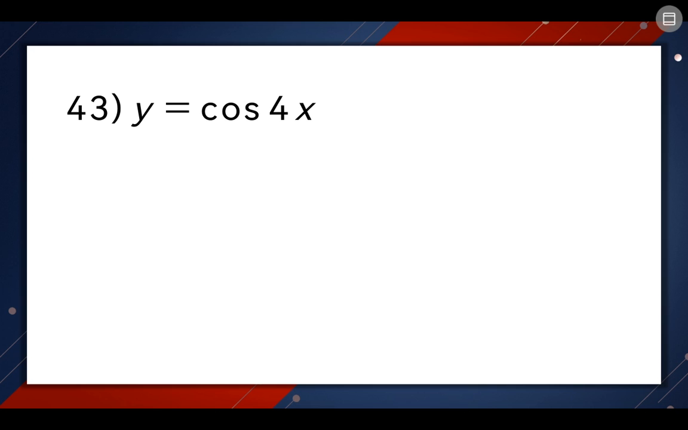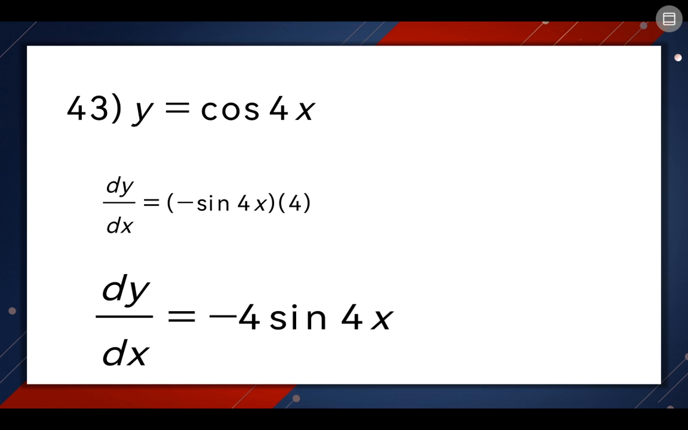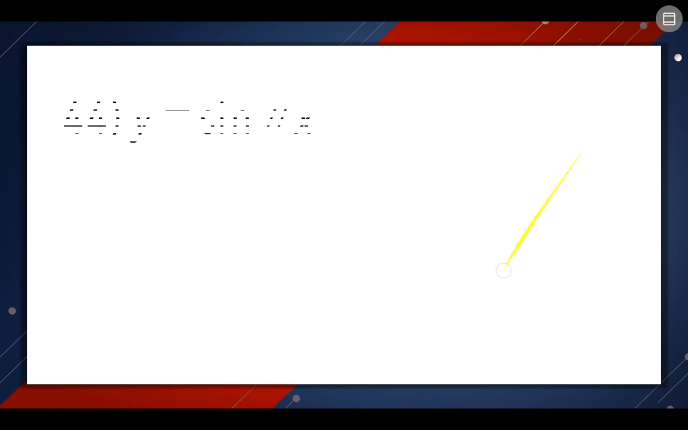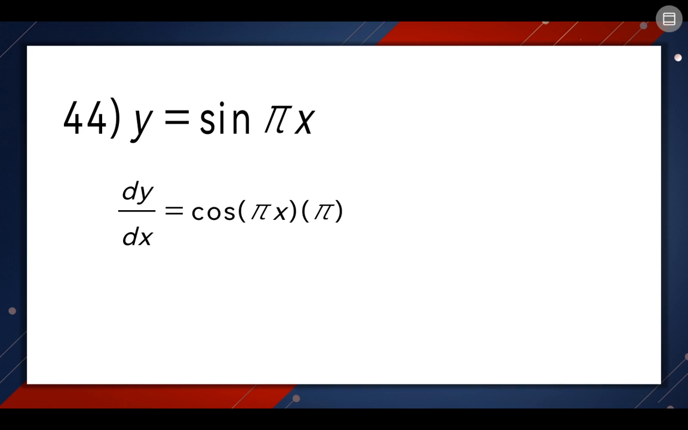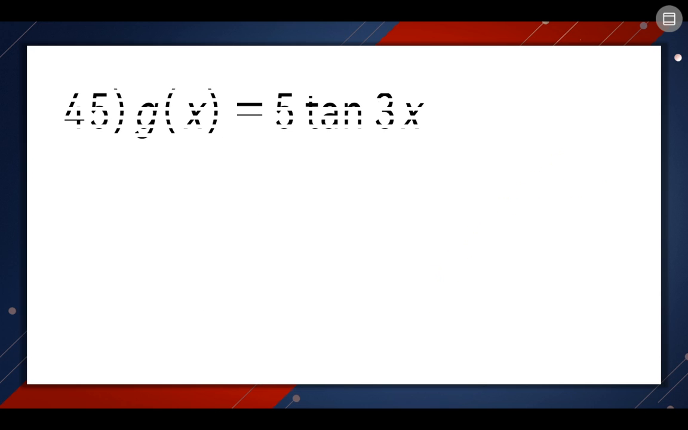For this third question, it's y equal to cosine 4x. It's quite easy because we have already learned those knowledge points in pre-calculus. So we can do it by using the basic derivative. For 44, we can use the same method, sine pi x. Which means sine will change to cosine pi x, and we should also multiply by pi, right? So the final result is pi multiplied by cosine pi x. It's very easy.